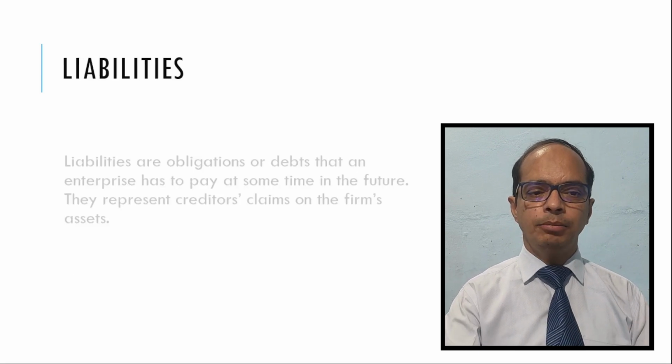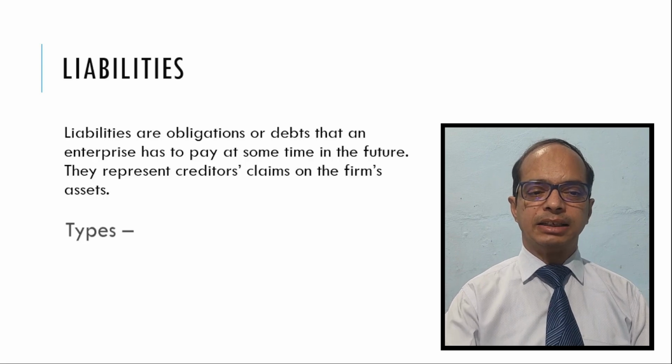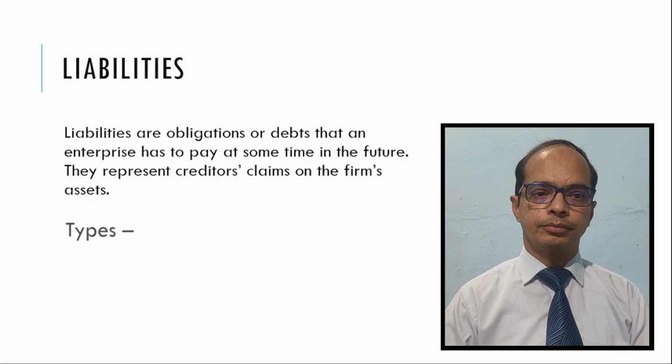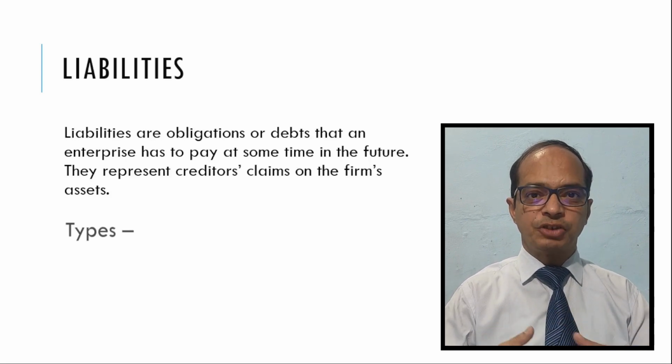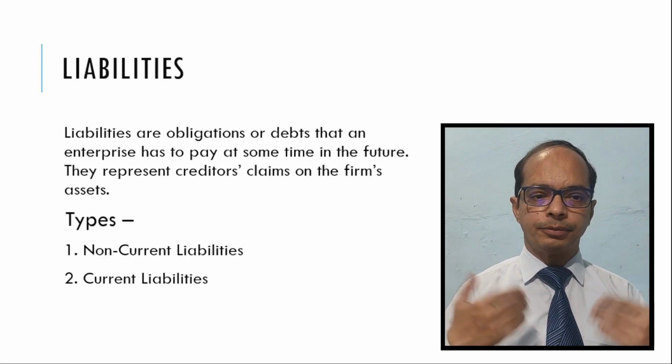Now the next basic term here is liabilities. What are liabilities? Because sometimes the amount invested by the owner is not sufficient. So what do we do? We take a loan from outside.